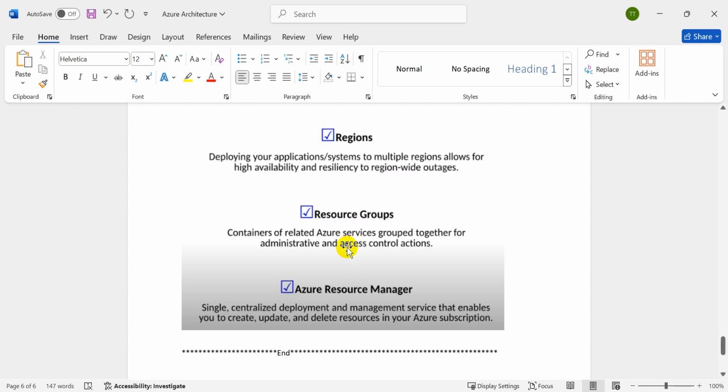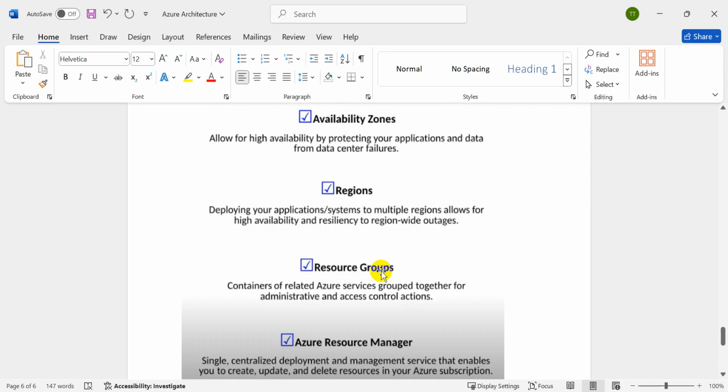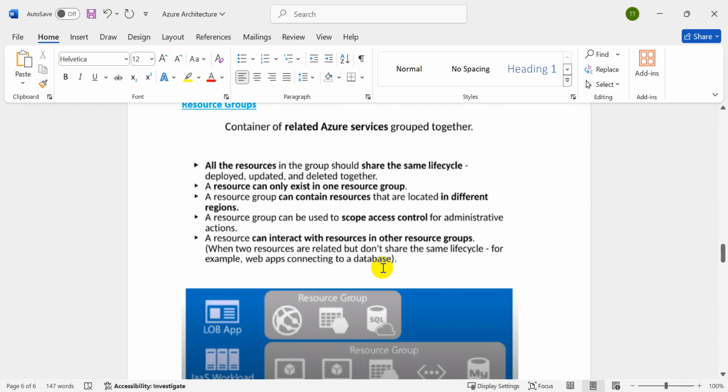A resource group is a container of related Azure resources grouped together for administrative and access control actions. So this is nothing but a kind of container. Centralized deployment: ARM is the single centralized deployment and management service that enables you to create, update, and delete resources in your Azure subscriptions. So this is the basics of the Azure architecture.